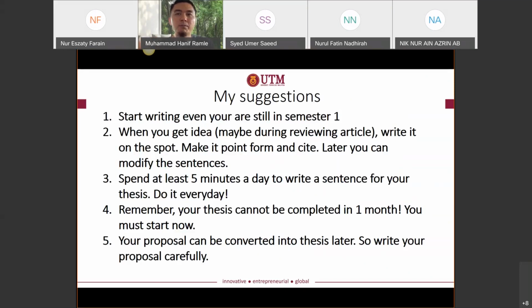Maybe you read 5 papers a day, you write at least 1 sentence from each paper. Make it point form, maybe in the beginning. Later you can modify the sentences when you have more time. But you have to write right now. And number 3, spend at least 5 minutes a day to write a sentence for your thesis. Do it every day.